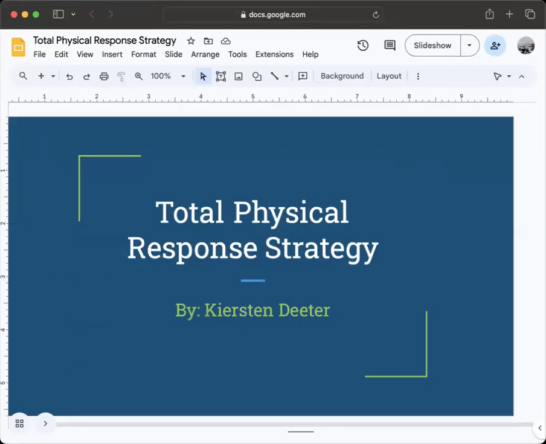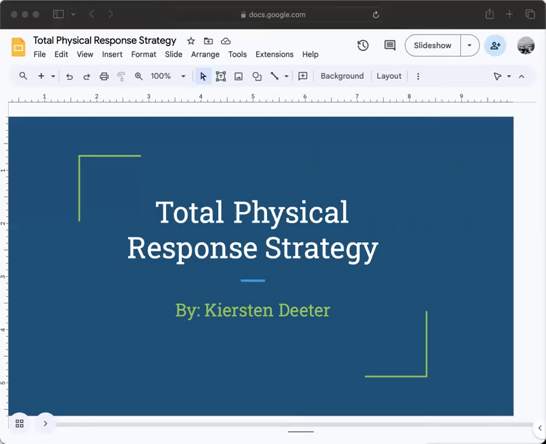Today we're going to talk about the total physical response strategy. The total physical response strategy is a method of teaching language or vocabulary concepts by using physical movement to react to verbal input, which also includes using gestures, facial expressions, props, or body movement to illustrate the meaning of a word.